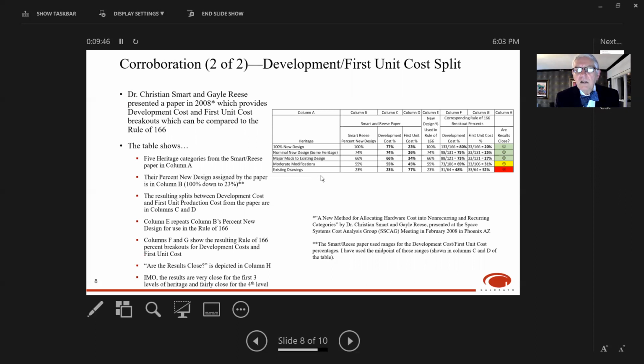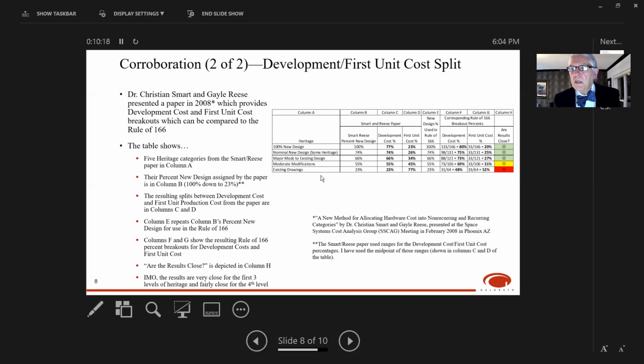So they had 5 categories of heritage, as you can see here, from 100% new design down to existing drawings. And for each of those, they assigned a percent new design shown in column B. Then in columns C and D, they reported out the percent for development and first unit cost. And for example, for 100% new design, it was 77% for development and 23% for first unit. And then you see the rest of the numbers there for the other categories of heritage.